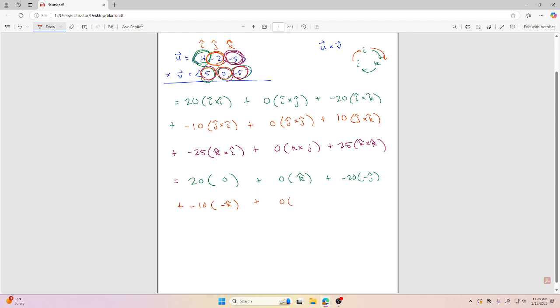Anytime 0 is 0, but what's J cross J? 0 again, so 0 times 0. And then I got the 10. J cross K is going to be, yep, plain old I. You got it.